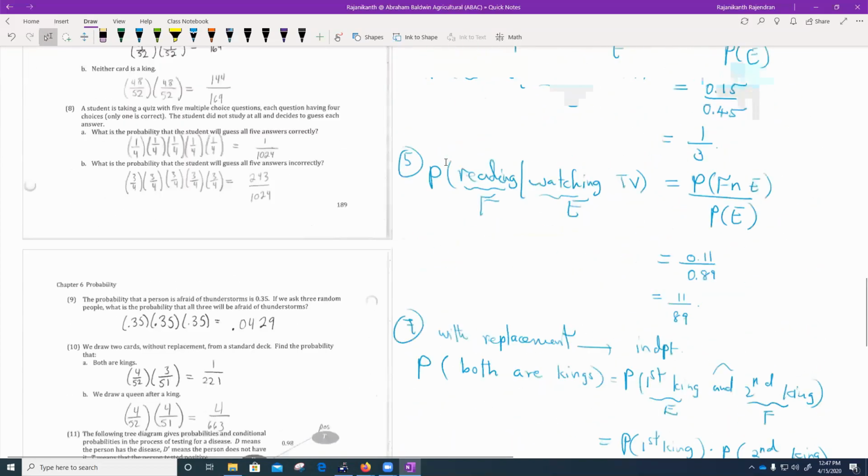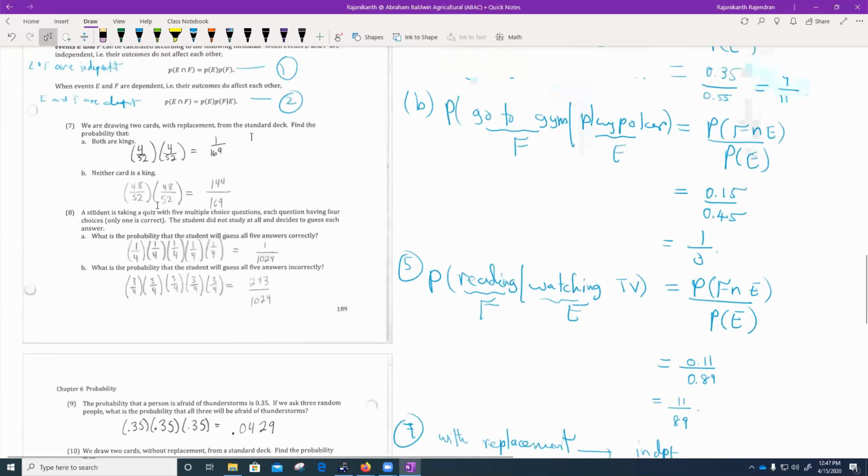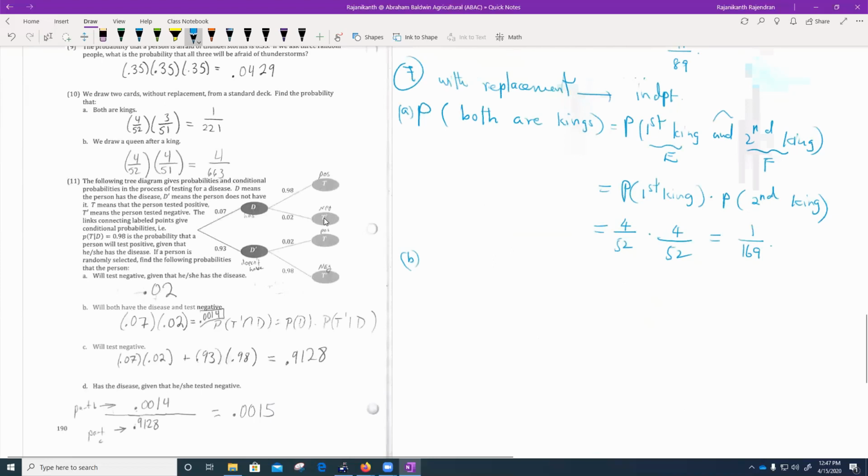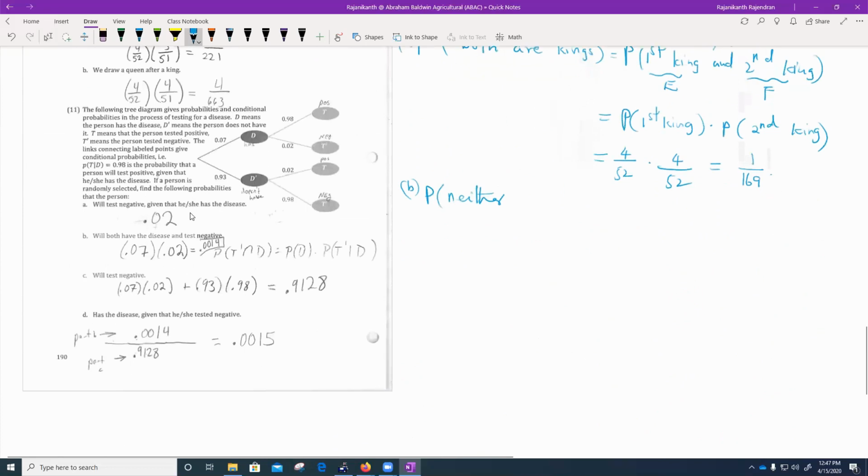Okay. So that is actually my first part. The second part is finding what? Neither card is a king, neither, neither, a card is a king. So that means what? That means in both ways you are getting non-king. Okay, so both cards are non-king.